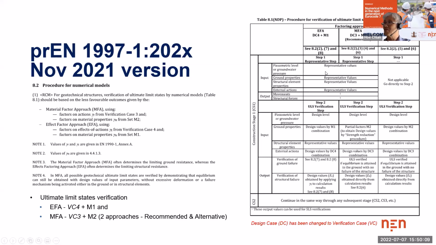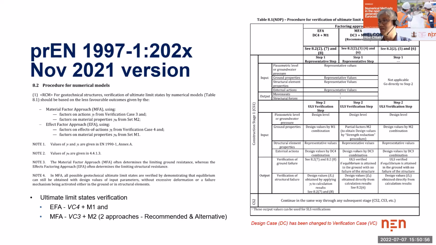You take the characteristic or representative values and run through your analysis, and then you apply the partial factor on the effects of action. For material factor approach, there are two different ways that you can do it. One is the recommended one, the other one is the alternative one. The alternative one is simpler. You apply partial factor on your material and take your analysis to the end, and you don't apply any factor to the output from that analysis. The recommended approach is slightly more complex, which I'll explain using the example for retaining wall design, which will make it clearer.